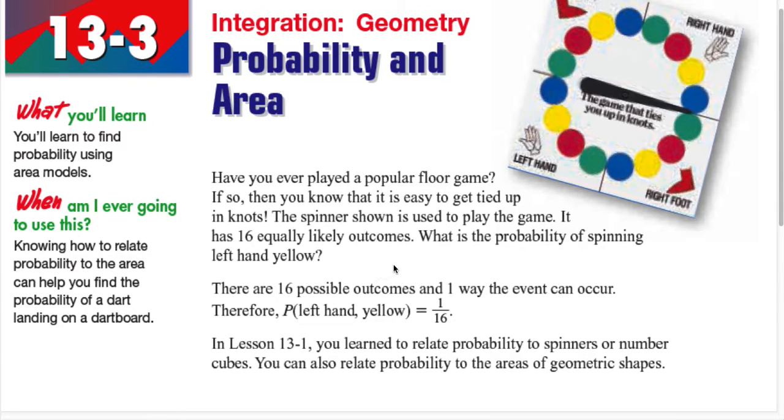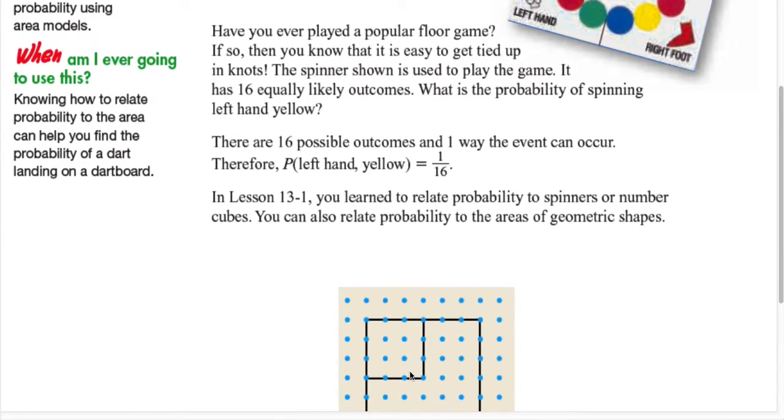If you look at this particular board, you want to find out the probability of spinning left hand yellow, which is in this area right there. So there are 16 possible outcomes and one way the event can occur. Therefore, the probability of spinning left hand yellow will be 1 out of 16. In lesson 13-1, you learned to relate probability to spinners or number cubes. You can also relate probability to areas of geometric shapes.